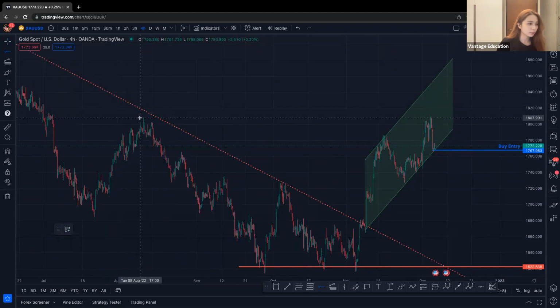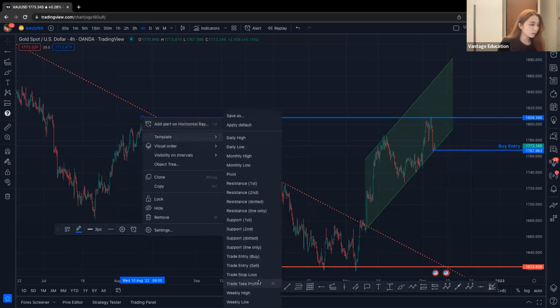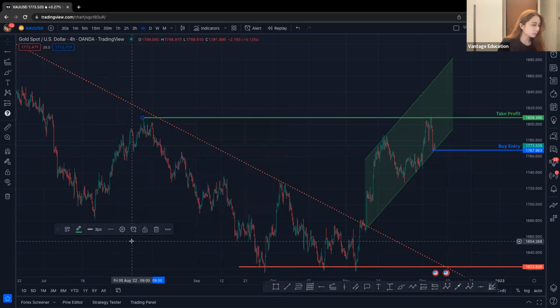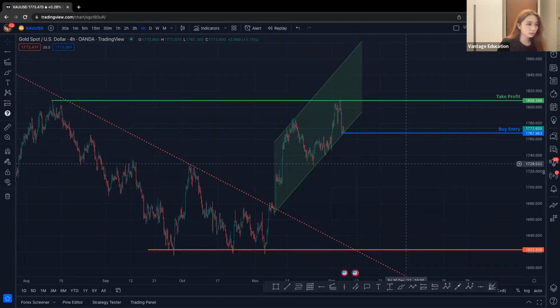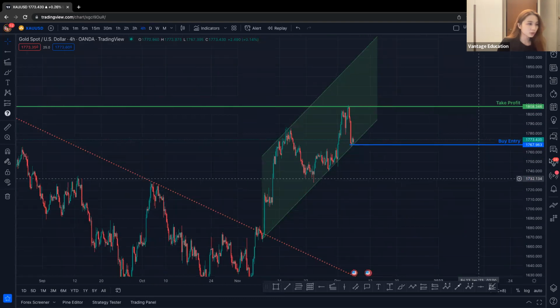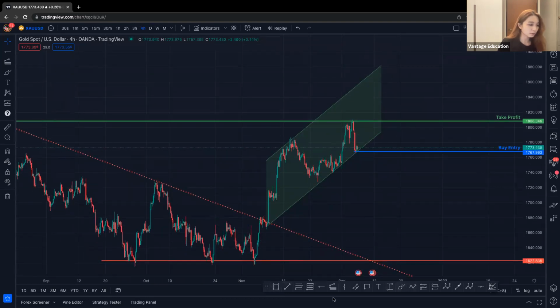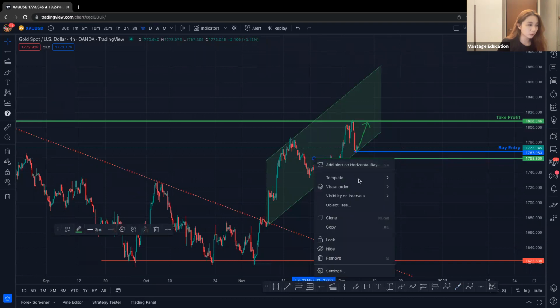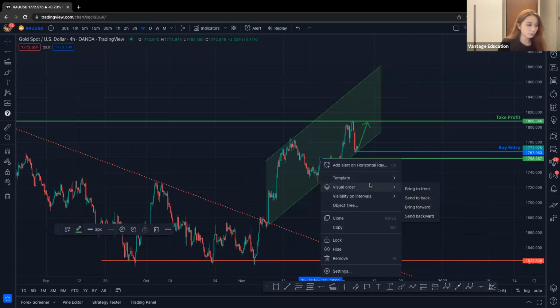And then we can use the previous resistance over here as a take profit. This was back in August. Just a small one as well. And then let's put in a very close stop loss, just right below our channel.